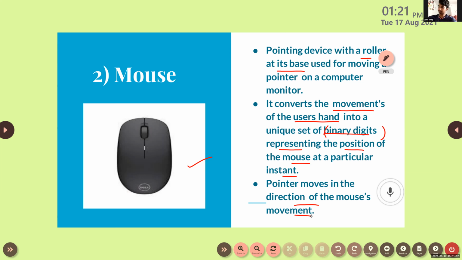Okay. I forgot that you haven't seen the mouse yet and you haven't used the mouse yet, right? Okay. So this is all about mouse.